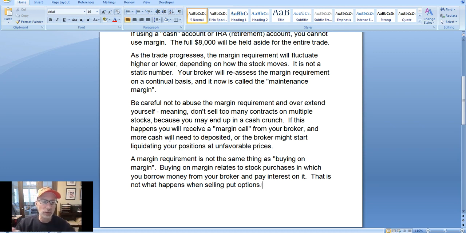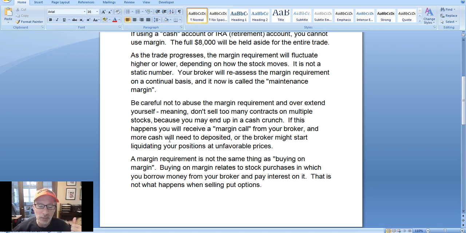If you've sold all these other put options and all the stocks start dropping at the same time, your margin requirement is going to go up, and your broker's going to have you hold aside more and more money to potentially cover the purchase of all those shares of stock. So you don't want to get yourself caught in a cash crunch where all of a sudden your $10,000 account value, now you need, let's say, $15,000 to $20,000 worth of margin requirement, and you don't have that extra money.